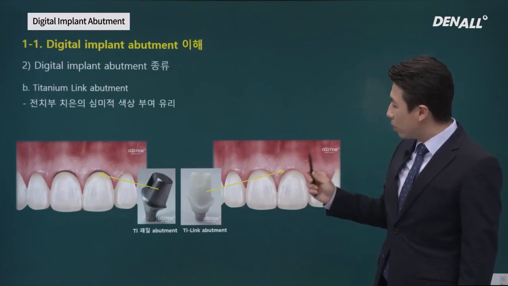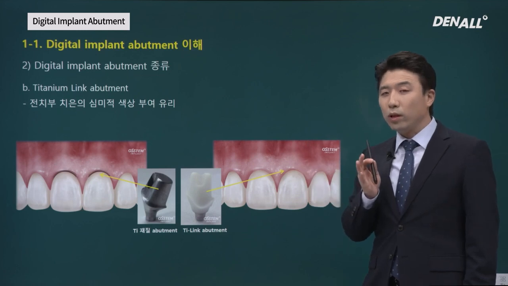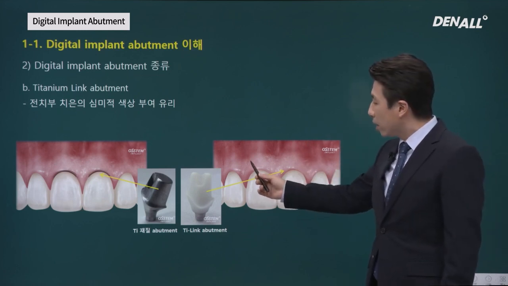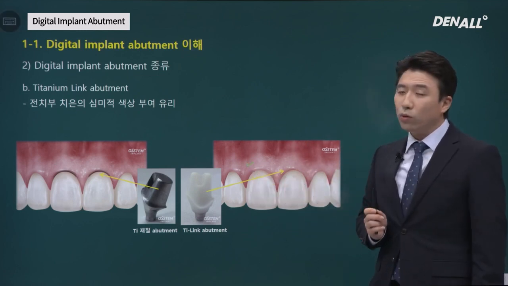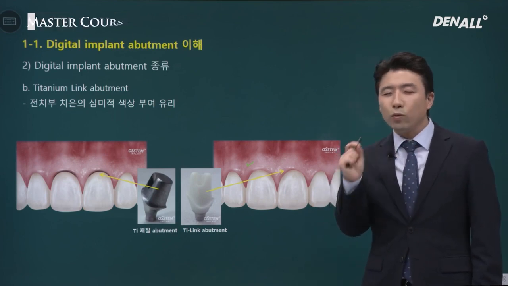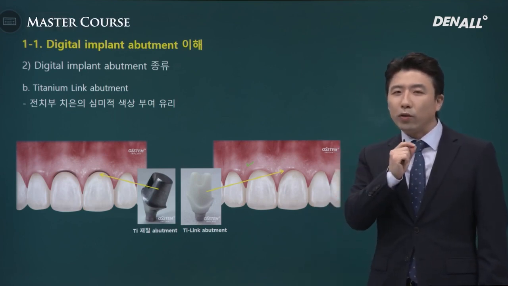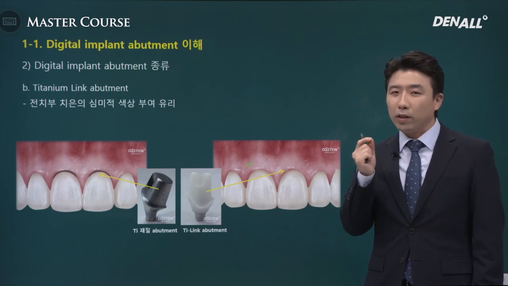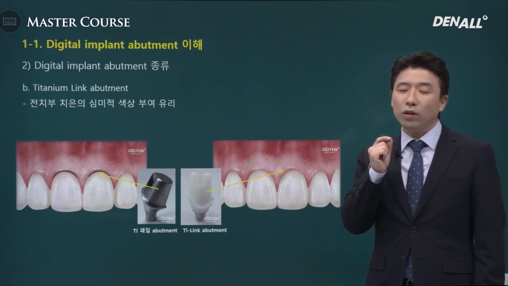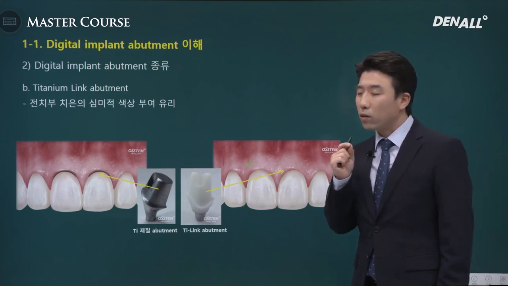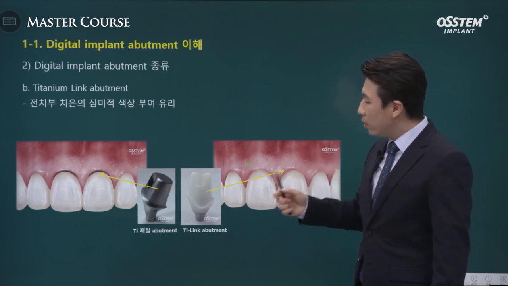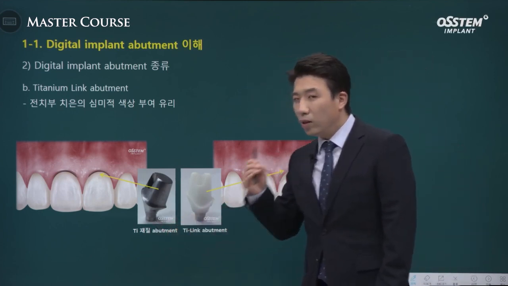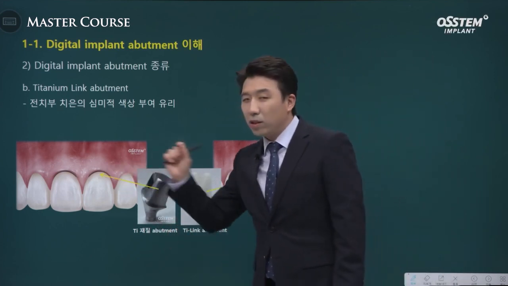Titanium link is used. If the abutment is made in zirconia in the gingival area, you'll be able to prevent the metal ring showing. Also, you can prevent situations where metal color shows through the gingival area, and you can get a better aesthetic result.